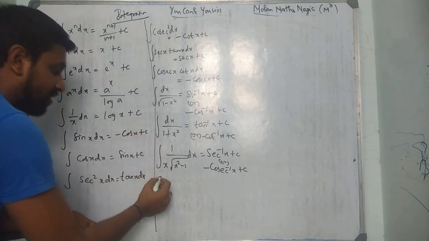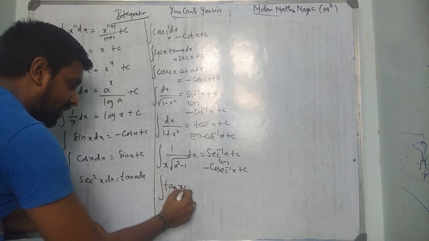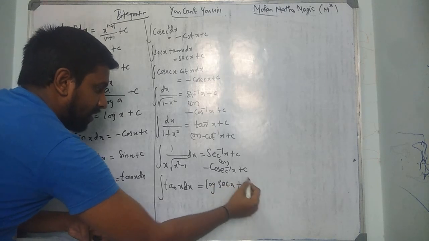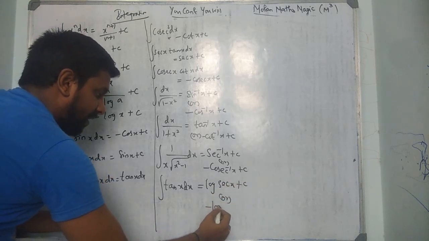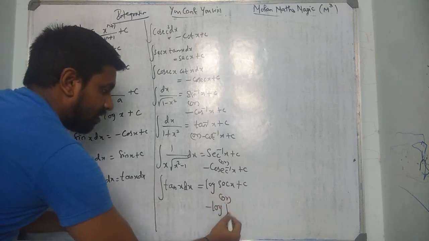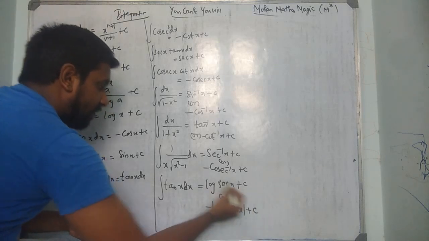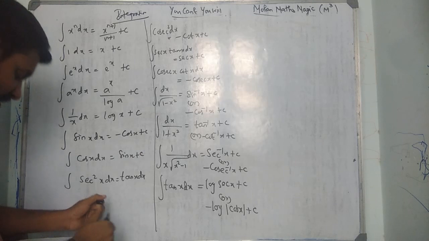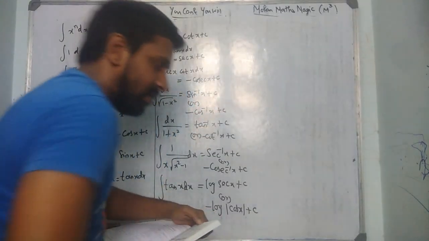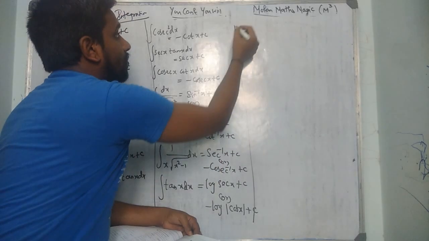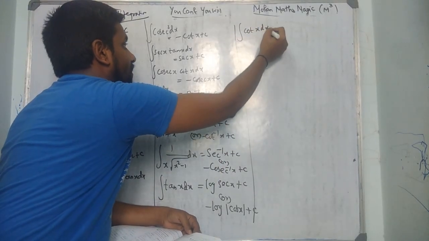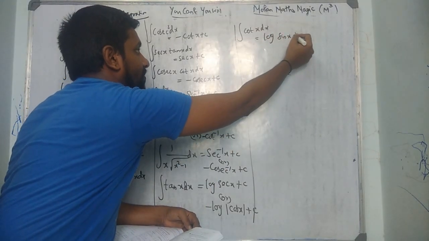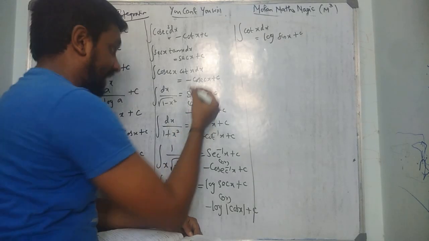And the next one, tan x. So tan x integrate, you will get log secant x plus c, or, a very important formula, minus log modulus cos x plus c. So tan x integrate, log secant x or minus log cos x. The next one, cot x. So cot x dx, cot x integrate, log sin x, you will put log modulus also because it should not be negative.